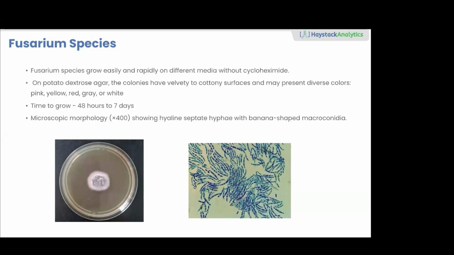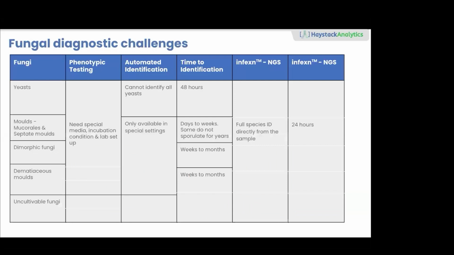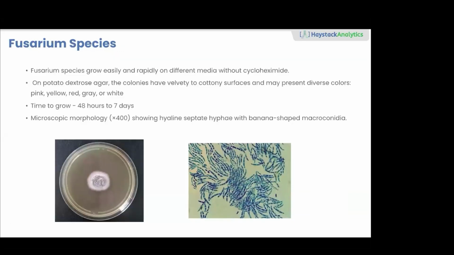On microscopic morphology, this LPCB picture has been taken from an article on invasive fusariosis, a CMR article available on the ASM journal. It can show banana-shaped macroconidia. This is very peculiar about Fusarium. Sometimes we do consider Fusarium a contaminant in traditional culture methods, but it is always the clinician who gives us the information on whether to consider it a contaminant or not.